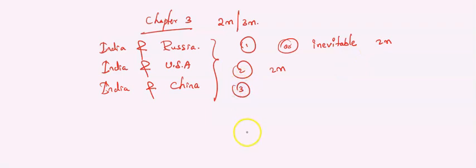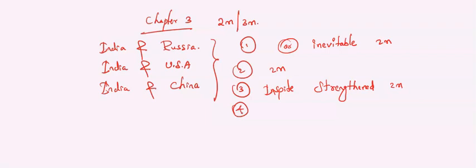Next, third question, make a note. In spite of the border dispute between India and China, how have they strengthened their relationship? Even this question also they can ask you for 2 marks.